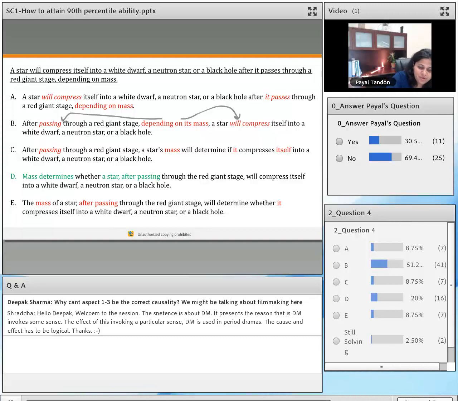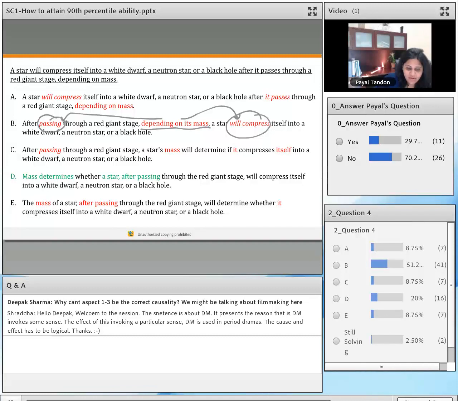Essentially, depending on the mass, a star modifies after passing through a red giant stage, or it will compress. So over here, depending on its mass, it could modify after passing or it could compress, and that is why choice B is wrong, and that was selected by quite a few of you as the correct answer. Okay, let's look at choice C.